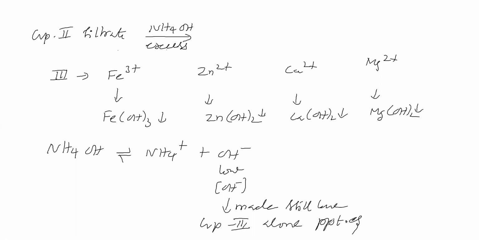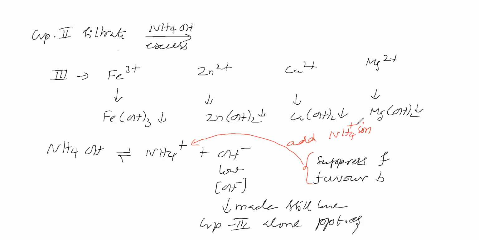In order to decrease this concentration, we are favoring the backward reaction. We are suppressing the forward reaction. To suppress forward and to favor backward, what do we have to do? In order to do this, add ammonium ion.